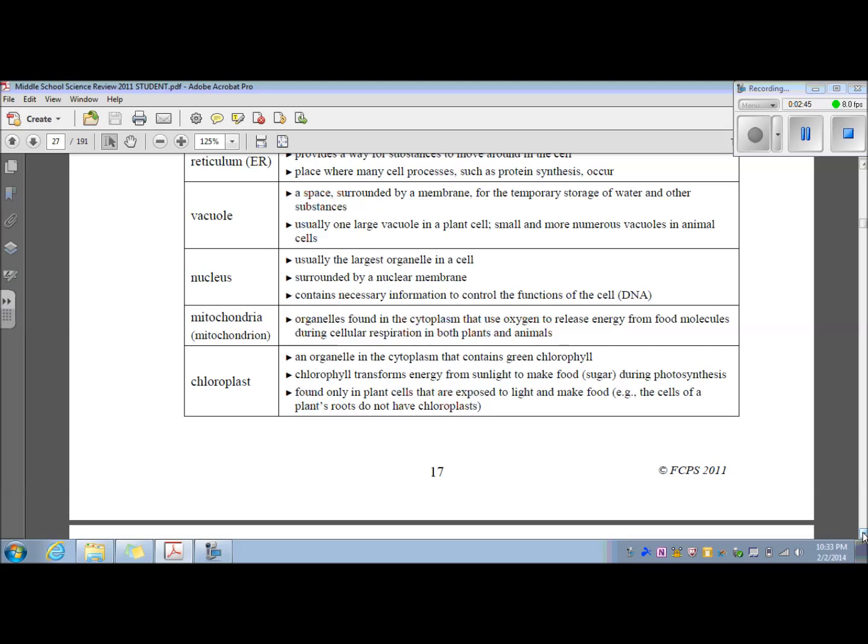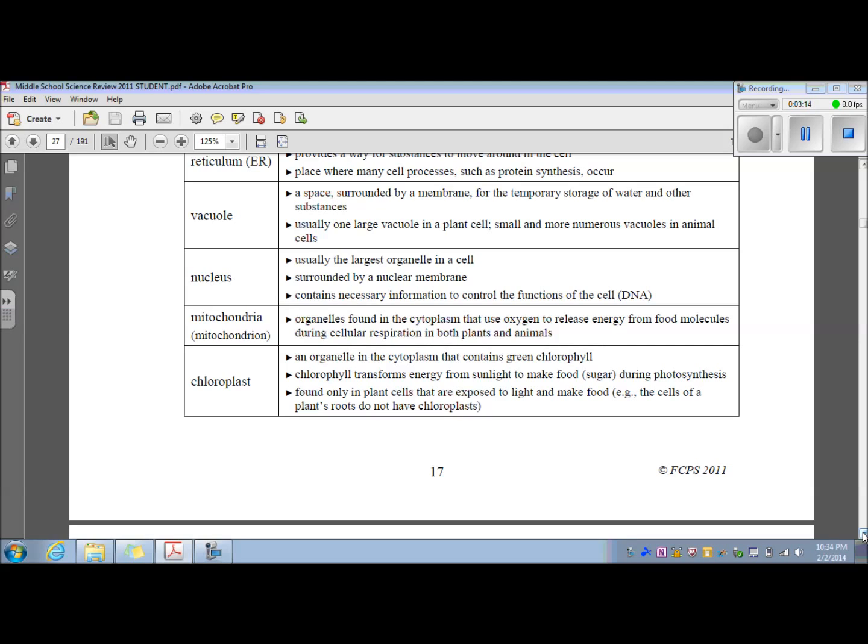Nucleus. The nucleus is usually the largest organelle in a cell. It is surrounded by a nuclear membrane. It contains necessary information to control the functions of the cell, such as DNA. Mitochondria. These organelles found in the cytoplasm use oxygen to release energy from food molecules during cellular respiration in both plants and animals.